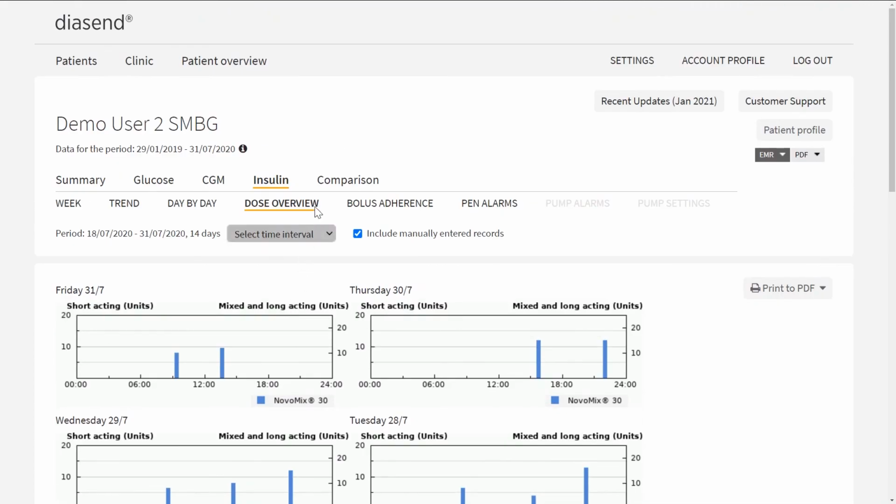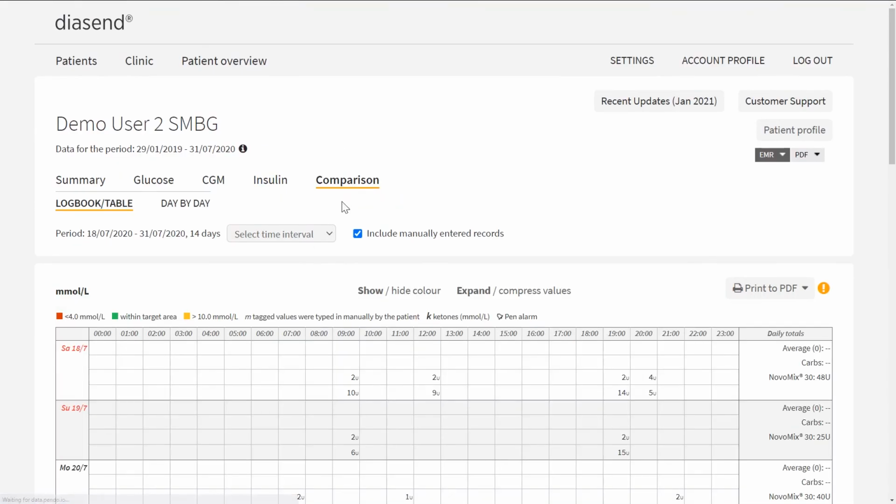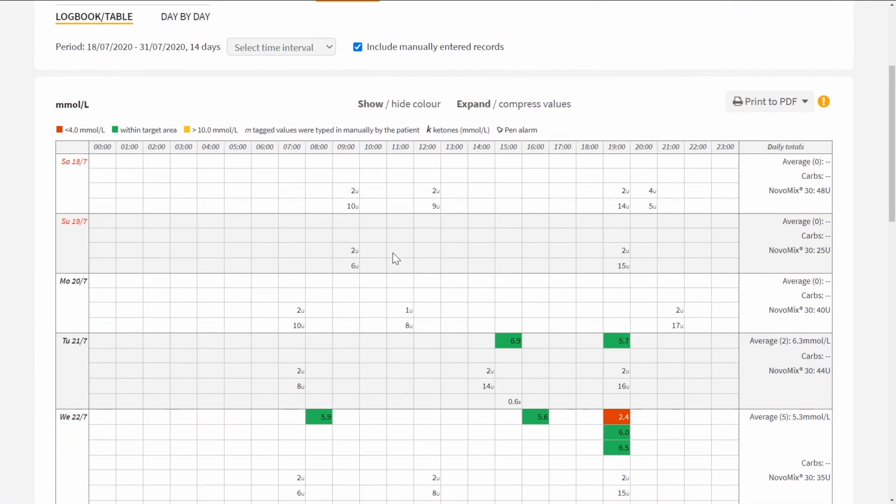For that reason, we recommend using the comparison tab, specifically the logbook and table, for identifying if a patient is likely doing priming doses before larger therapy doses.